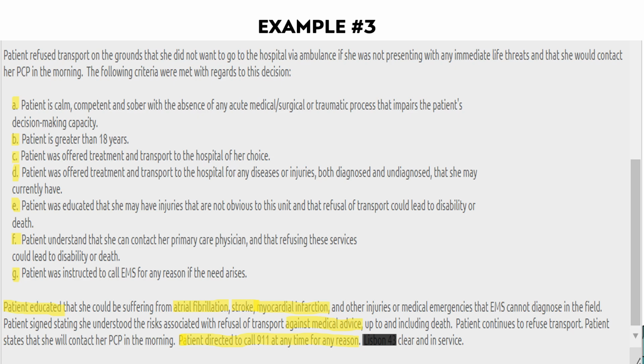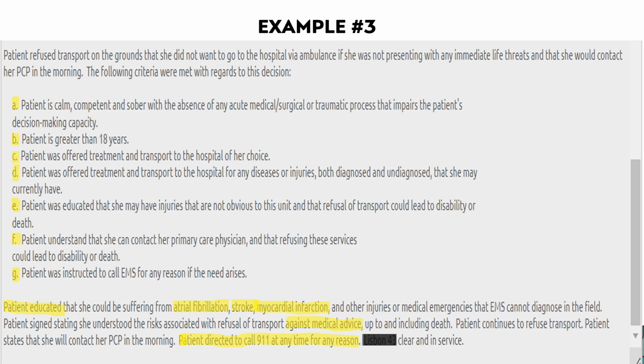They did a really good job saying the patient was educated that she could be suffering from AFib, stroke, a myocardial infarction, so a heart attack, or any other injuries or medical emergencies that can't be diagnosed in the field. The patient signed the electronic signing section stating that she understood the risks associated with refusal of transport against medical advice, up to including death, because again, educated on AFib, stroke, or MIs are all things that could lead up to death.